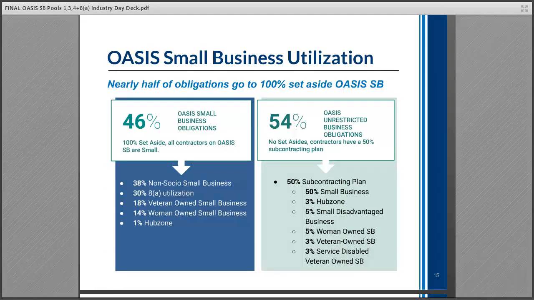So small business has been healthy. Nearly half our obligations have gone to OASIS Small Business. That equates to about 46% going through the small business vehicle and 54% going through the unrestricted. I would say that they're capturing half the dollars and they're doing about 75% of the task orders.